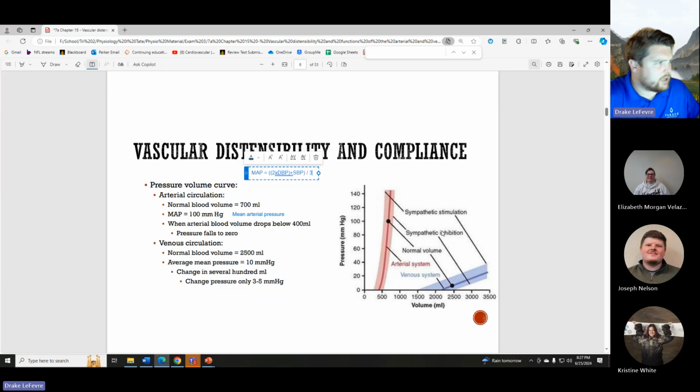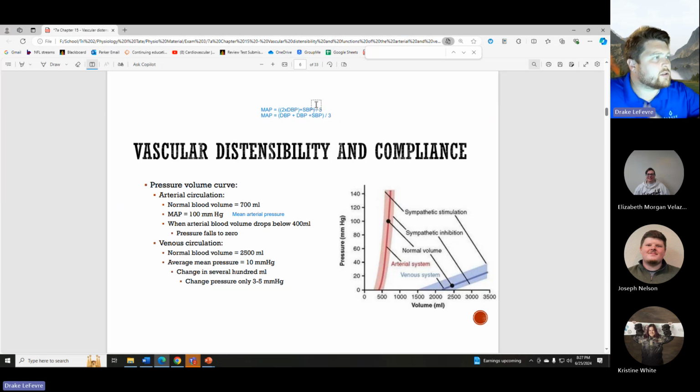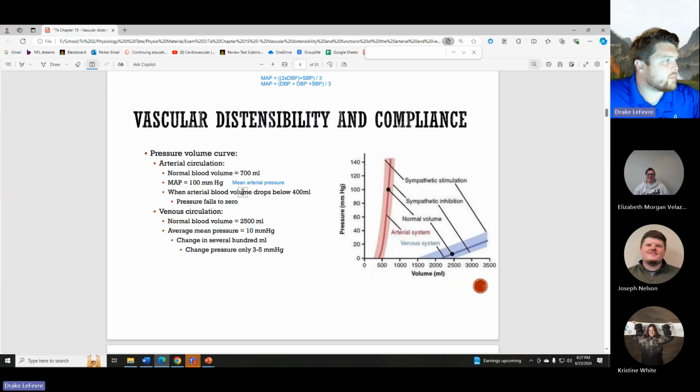You can also technically write it as mean arterial pressure equals diastolic blood pressure plus diastolic blood pressure plus systolic blood pressure, divided by 3. Either of those are acceptable. So you'll see that sort of equation pop up.